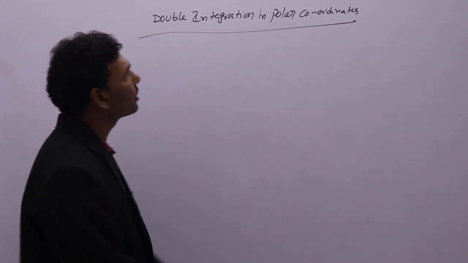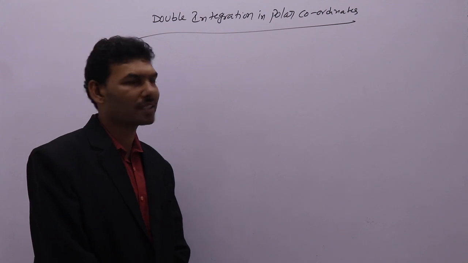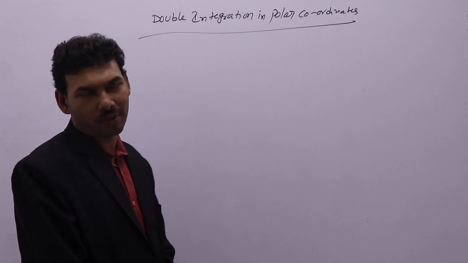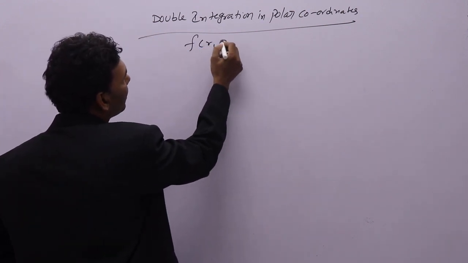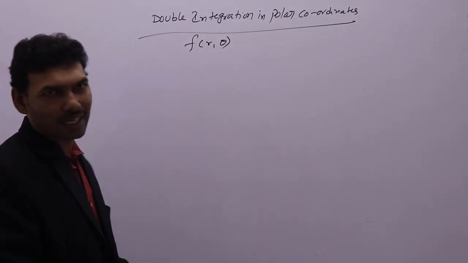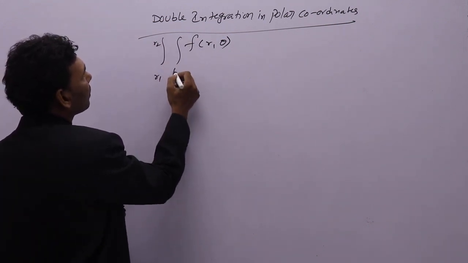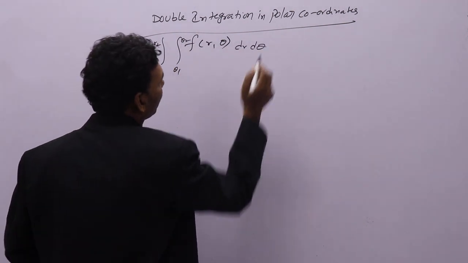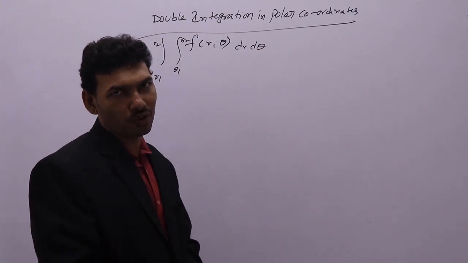So, double integration in polar coordinates. Previously we discussed Cartesian coordinates, that is x-axis and y-axis, so the limits will be x and y. In polar coordinates, the function will be in r and theta. So to integrate this function, the limits will be r1, r2, theta 1, theta 2, dr d theta. What is the procedure we are going to follow?